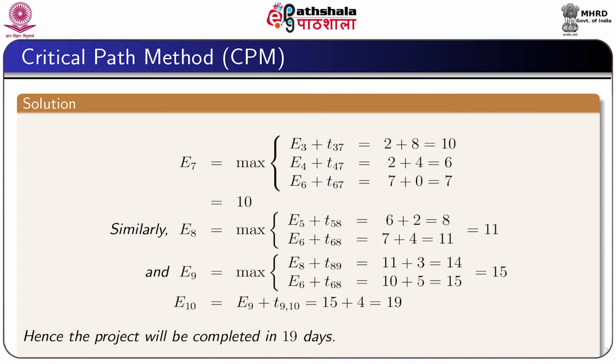Similarly, we can find the value of E8 as 11, E9 as 15, and then straightforwardly we can find E10 equal to E9 plus T9,10. Since E9 equal to 15, we get E10 equal to 15 plus 4, which is equal to 19. And this shows that E10 equal to 19 means the project will be completed in 19 days.